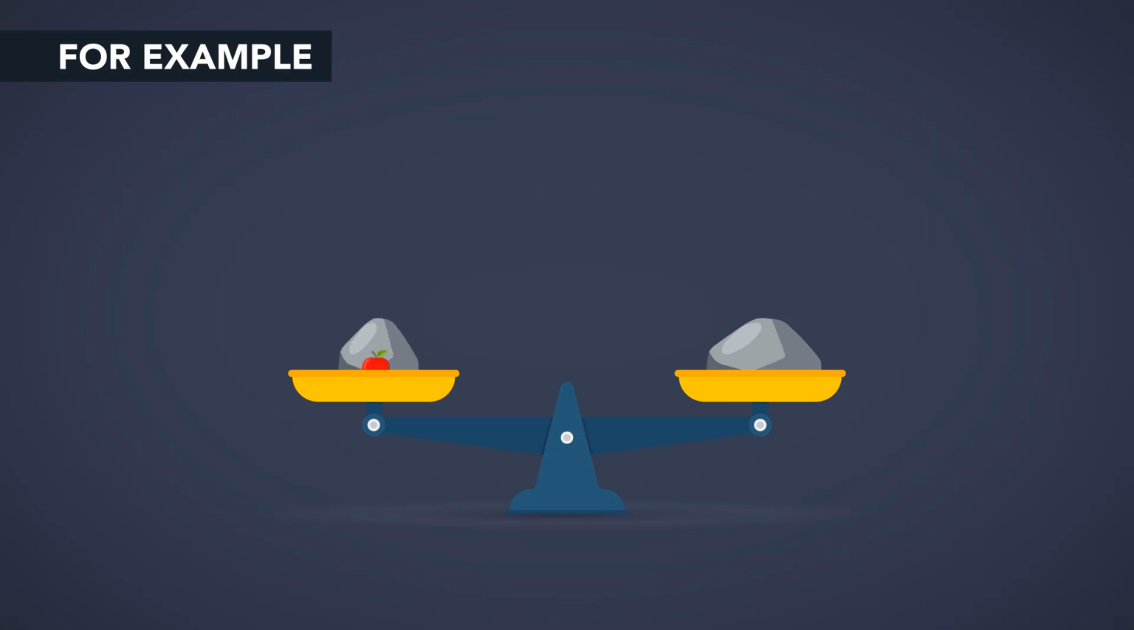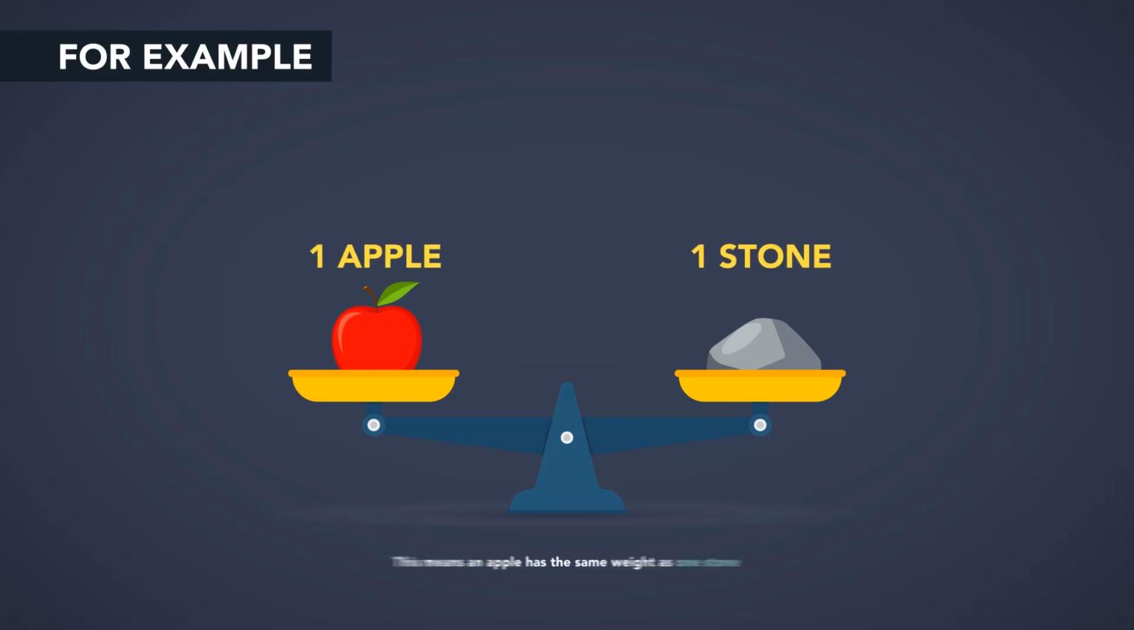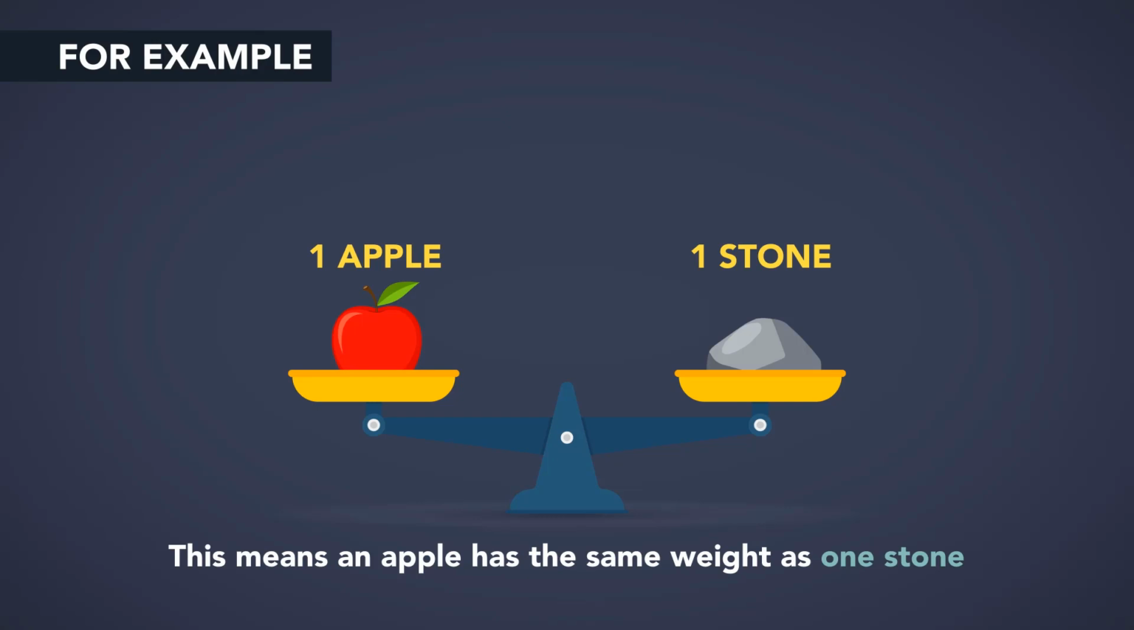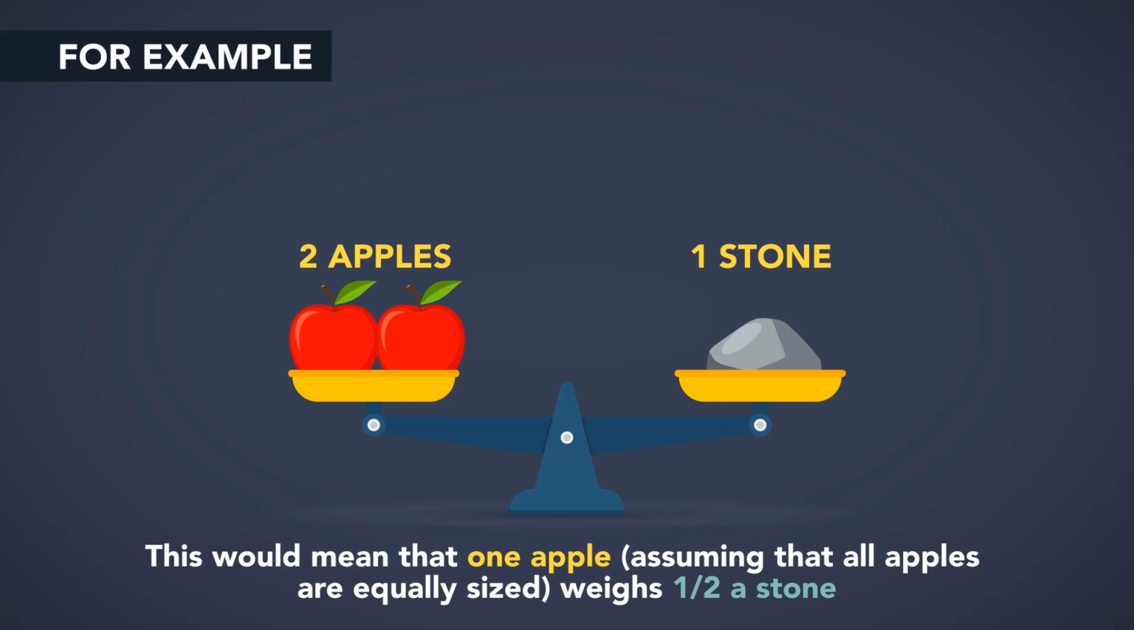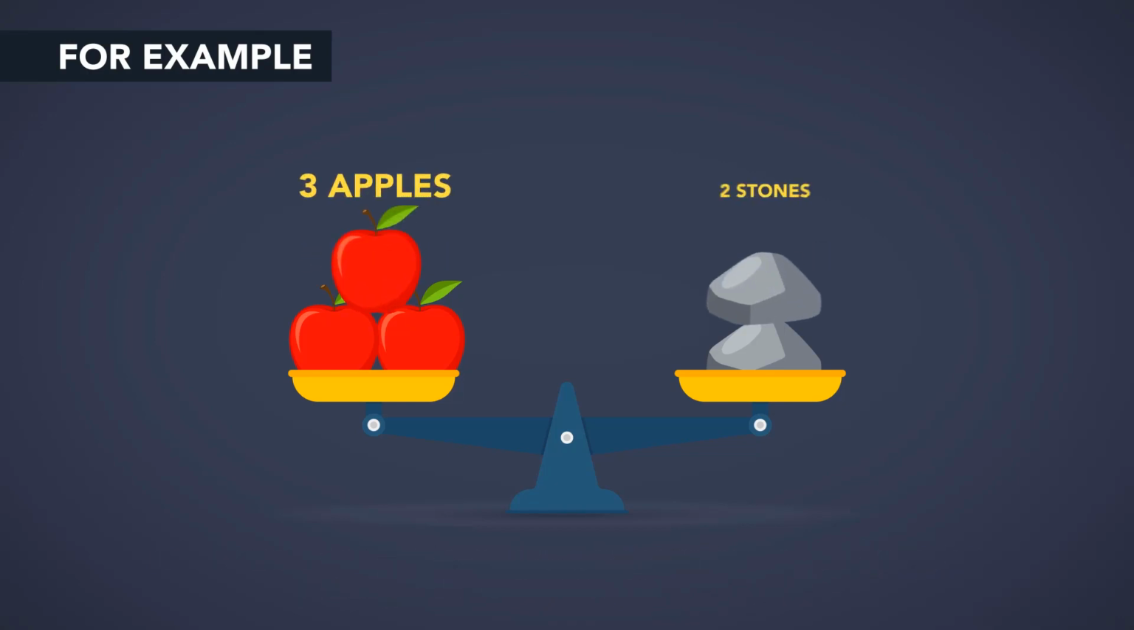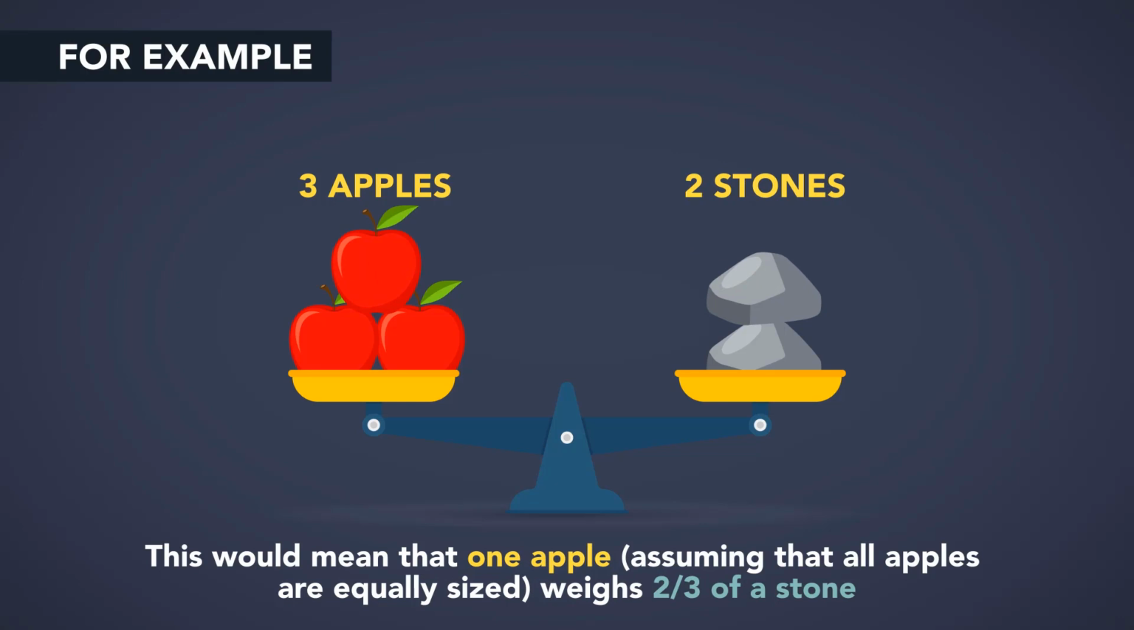For instance, if on the left side we have an apple, and on the right side we have one stone with the scale balanced, it will mean that the apple has the same weight as one stone. This would mean that one apple, assuming that all apples are equally sized, would be one stone. Let's say instead that two apples are balanced with one stone equally. This would mean that one apple, assuming all apples are equally sized again, weighs half a stone. If we have three apples balancing with two stones, this would mean that each apple weighs 2/3 of a stone.